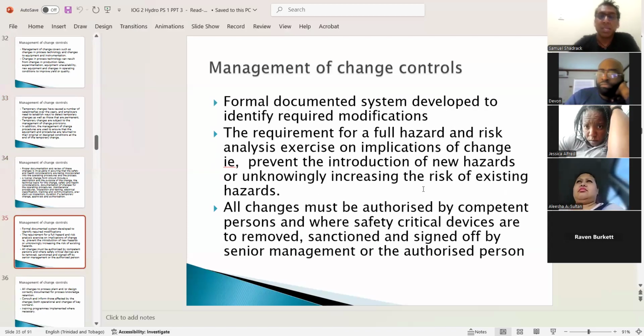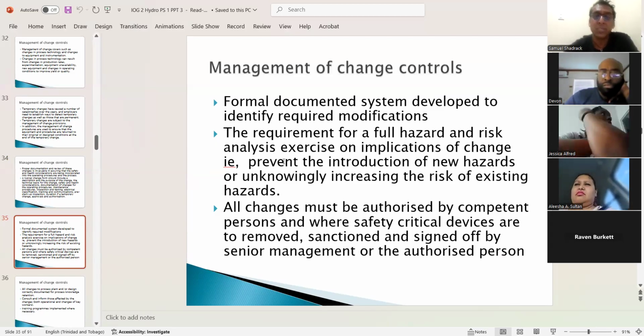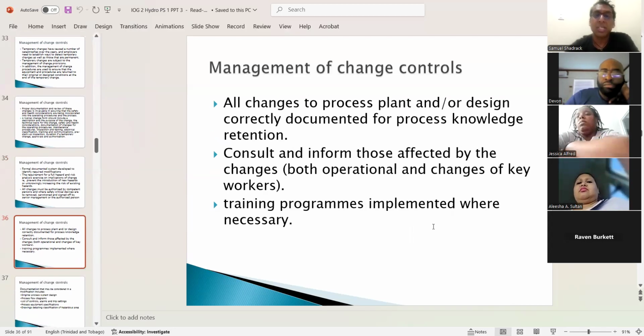Let's see, formal documented system developed to identify required modification. And so anything that requires a change would have the MOC form, right? So I don't think I need to read all of that. All changes to process plans, once it's a change that's not a normal thing, you have to record it on the MOC, right?